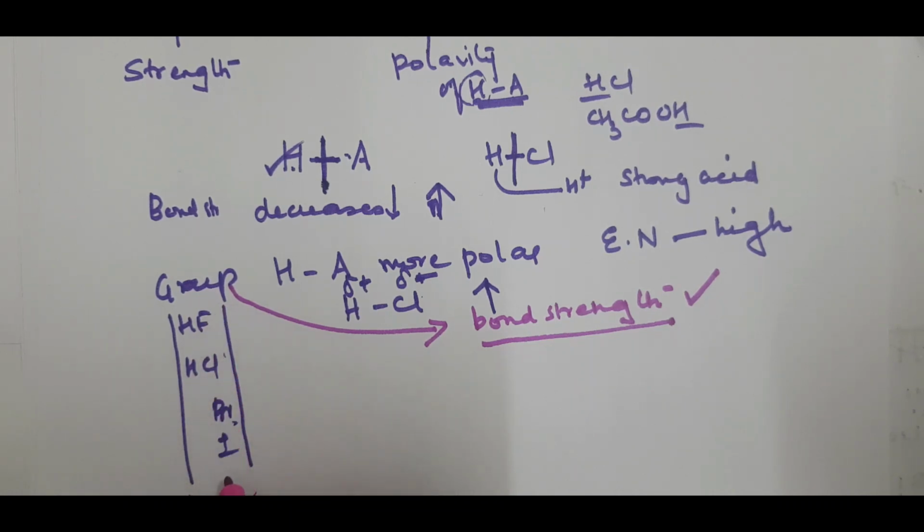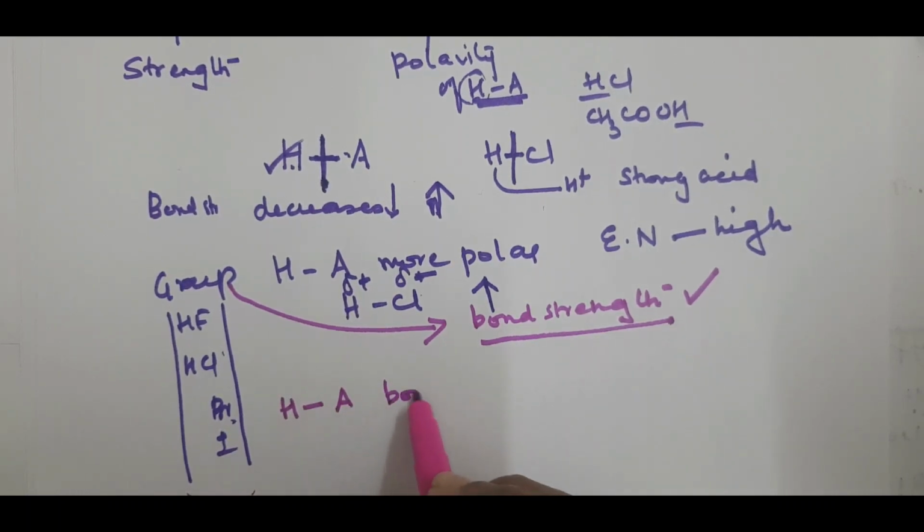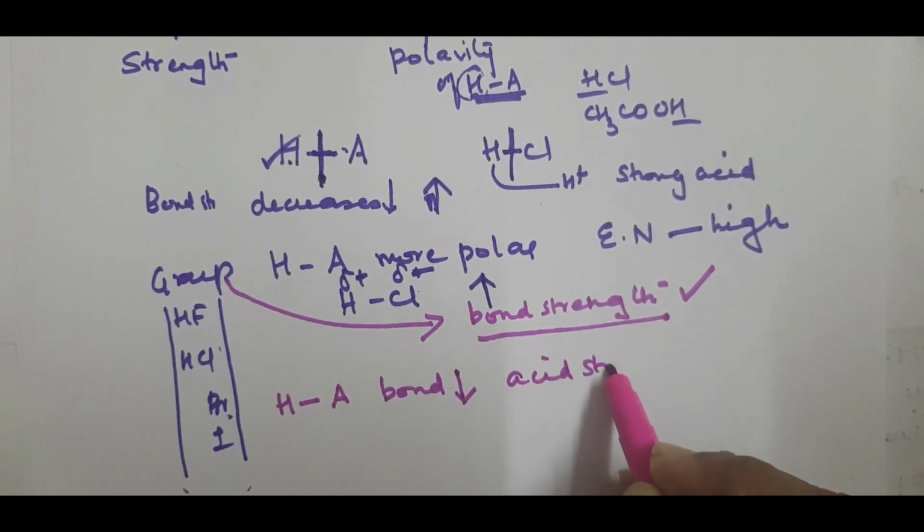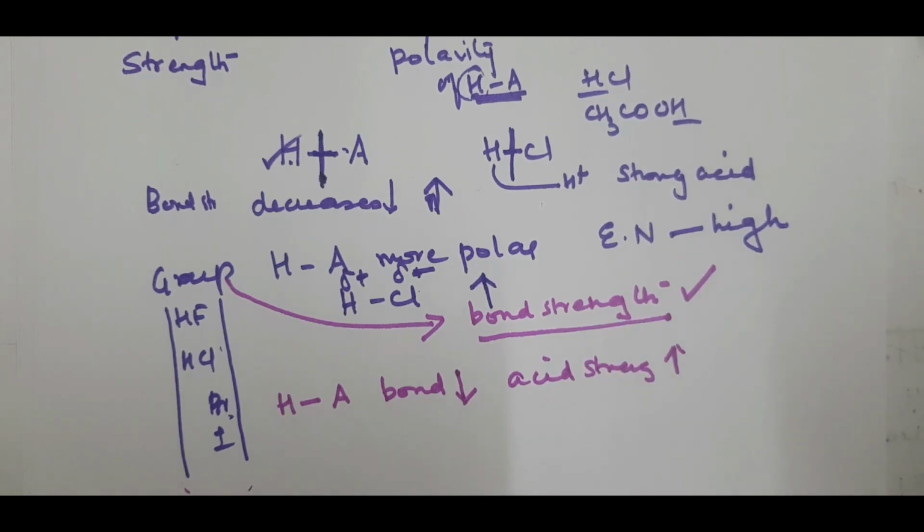As the size increases, what happens? As the size increases, the HA bond strength decreases. Then what happens? The acidic strength increases. Simple. Correct. So this is the case when these acids are in a group.